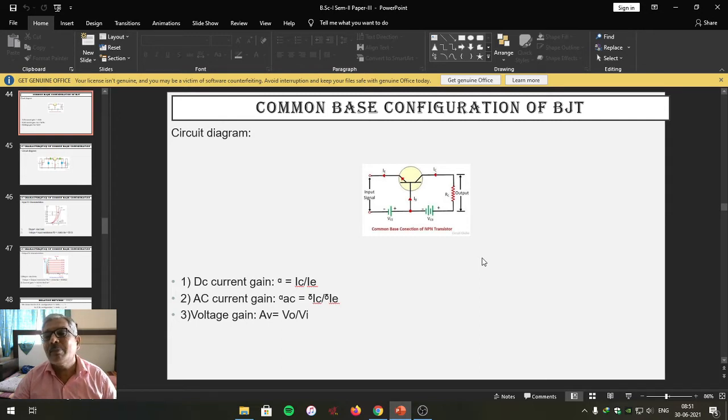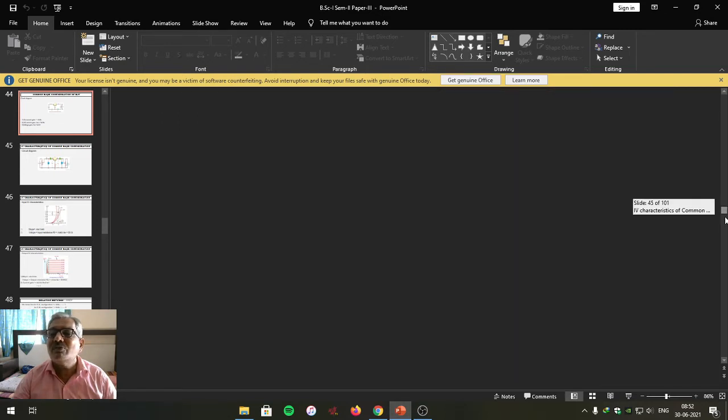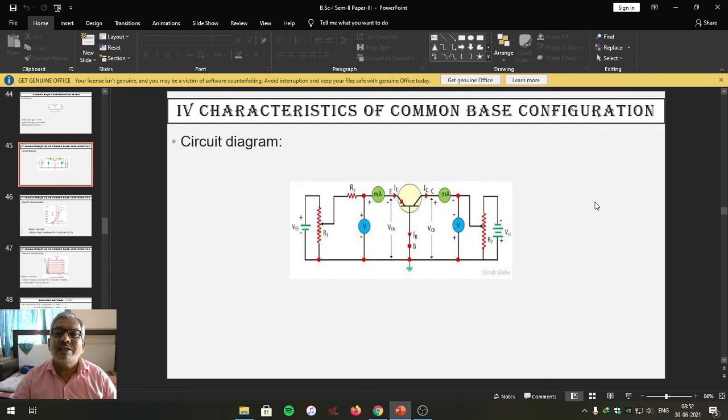Student friends, we are also going to plot the IV characteristics of BJT in common base configuration, and the circuit diagram used to plot the characteristics of BJT in common base configuration is represented here.